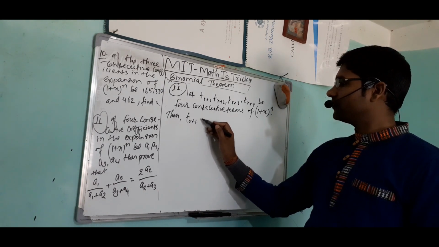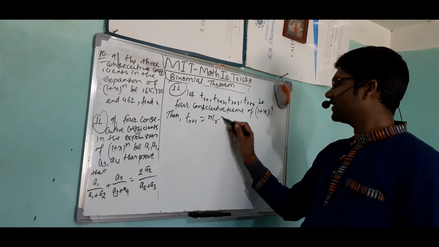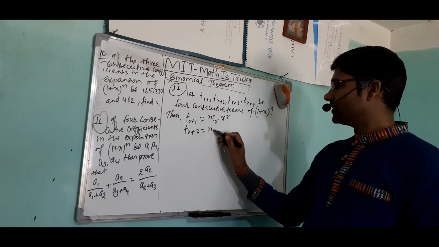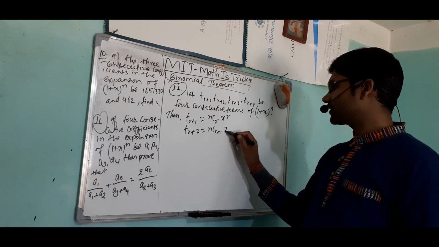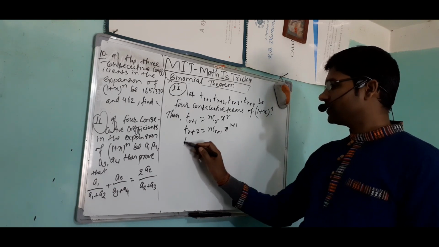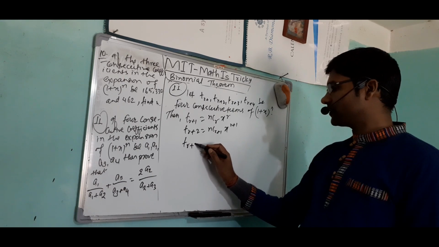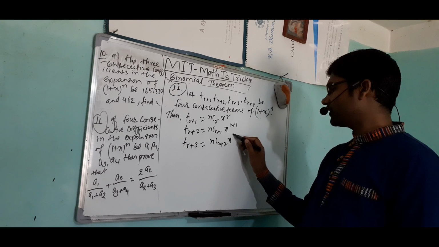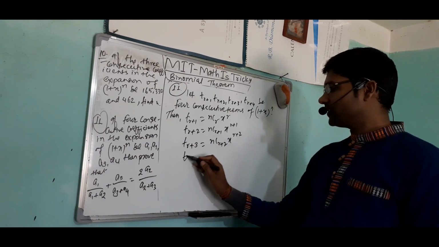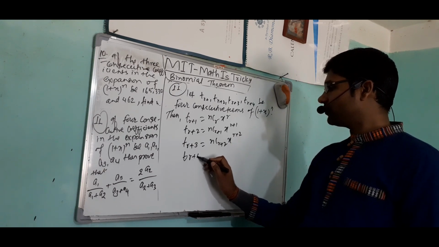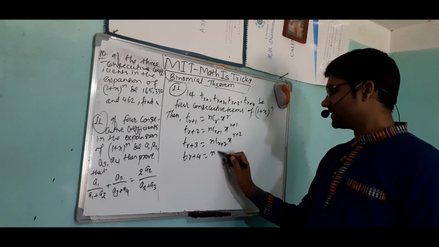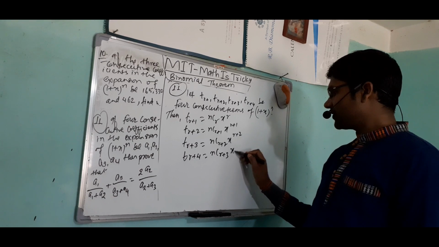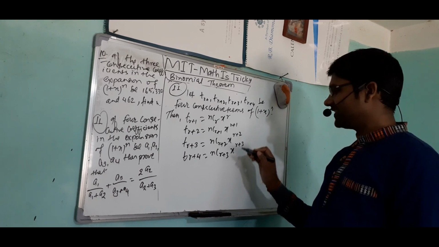Then t r plus 1 will be nCr x power r, t r plus 2 will be nC(r plus 1) x power r plus 1, t r plus 3 will be nC(r plus 2) x power r plus 2, t r plus 4 will be nC(r plus 3) x power r plus 3.